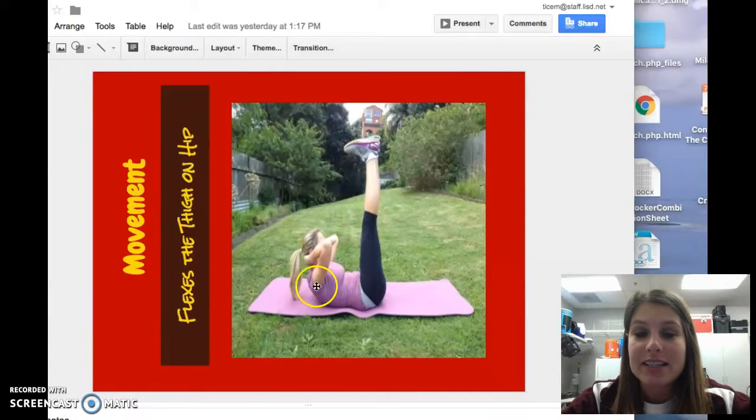So this lady is kind of doing a crunch, and when she brings her legs from flat in full extension and she brings them up towards her body, that is flexing the trunk on the thighs.